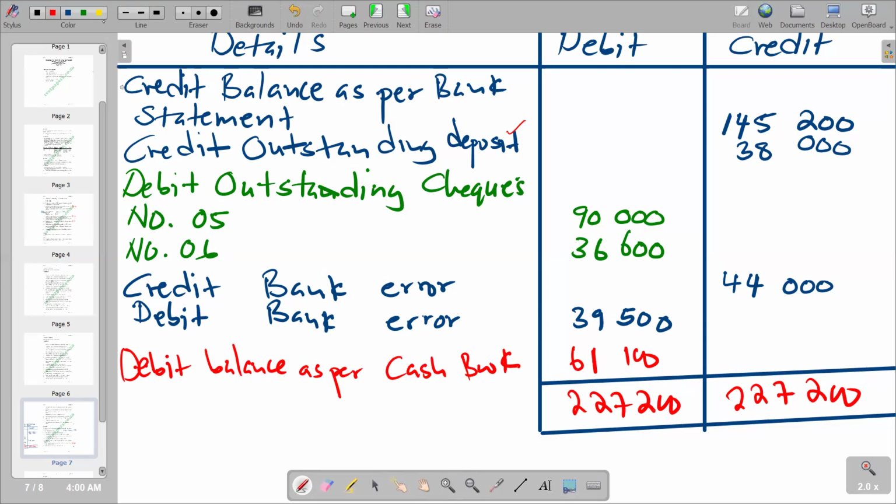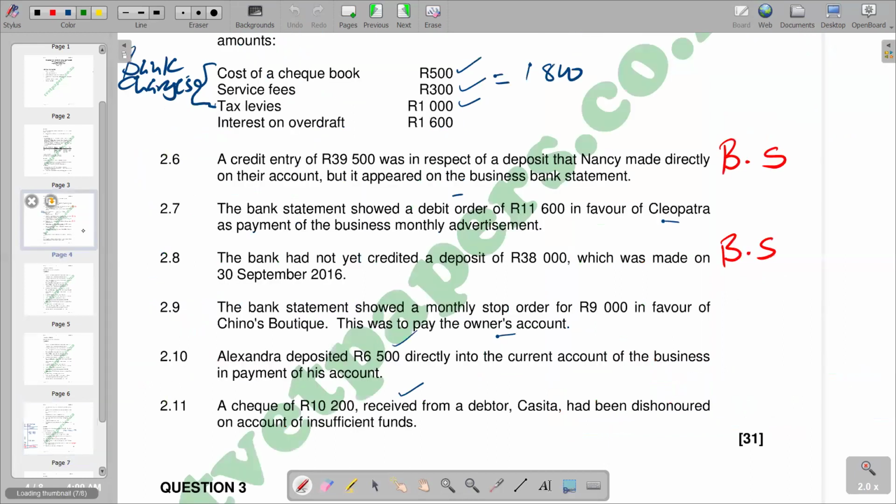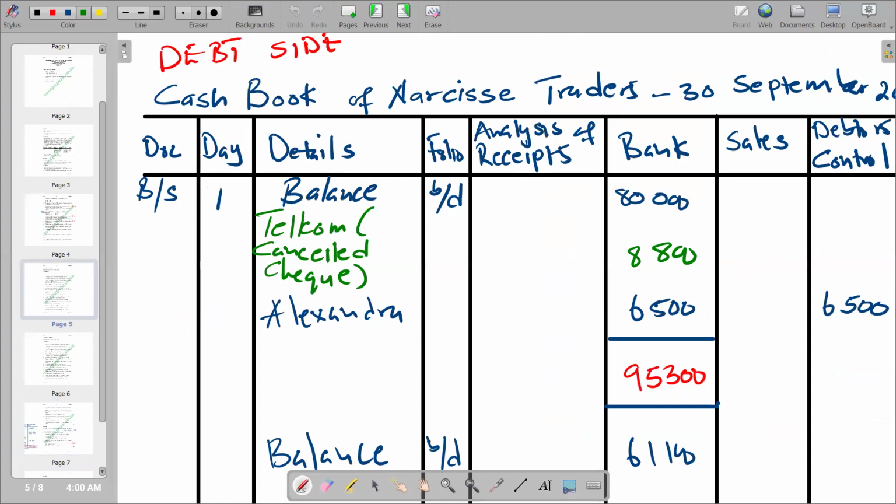So we can take note that the closing balance that we have in the bank reconciliation, 61,100, should be the same as the closing balance that we got in the cash book, which is again 61,100. To say we've done our bank reconciliation correctly.